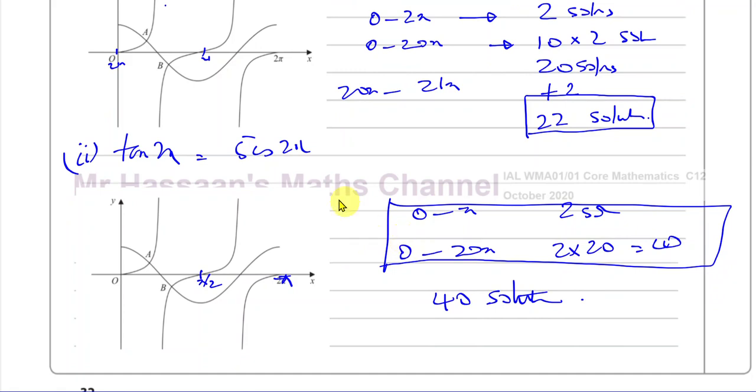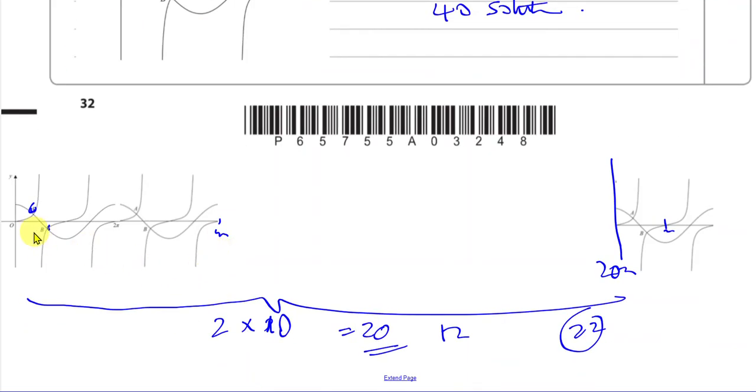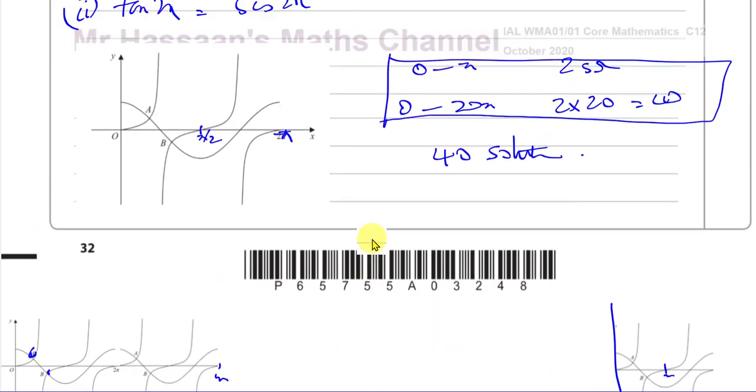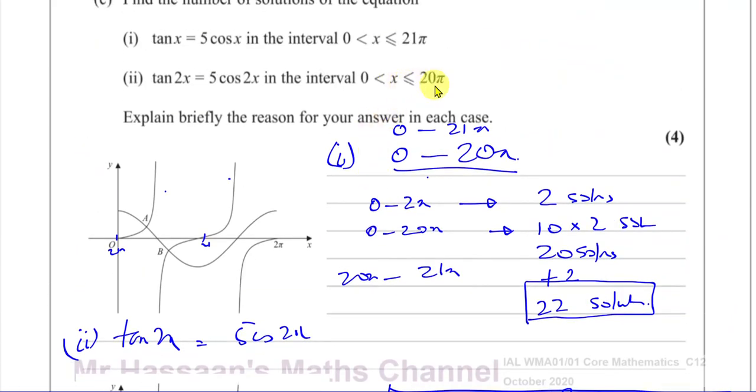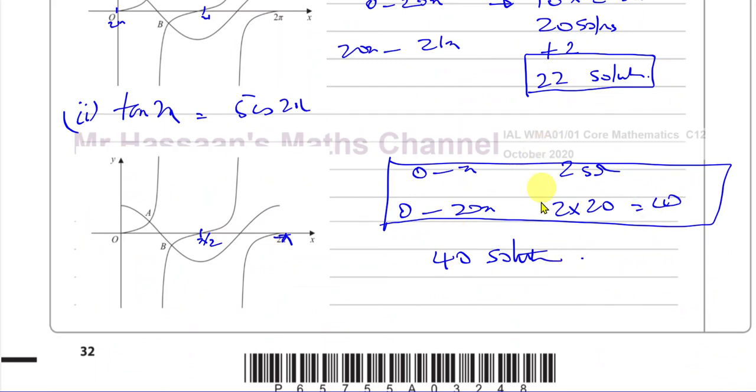And for the second question, because you have a horizontal stretch of factor half, you're going to have twice as many solutions fit in, because now instead of this being 2 pi, this is 1 pi. So in 20 pi, you're going to have 20 times 2, which is 40 solutions, and here they didn't ask for the extra 1 pi, it's up to 20 pi. So those are the reasons for those solutions. I hope that made it a bit clearer.